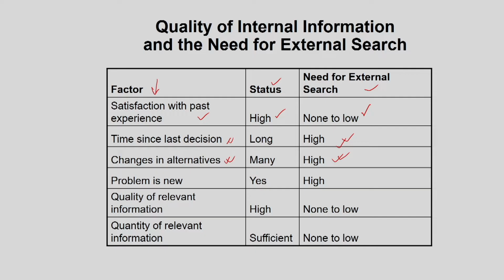He has to decide between what to buy and what not to, and for that the need for external search is very high, because only by doing external search will he be able to find out the reason why he has to reject a product and accept a product.